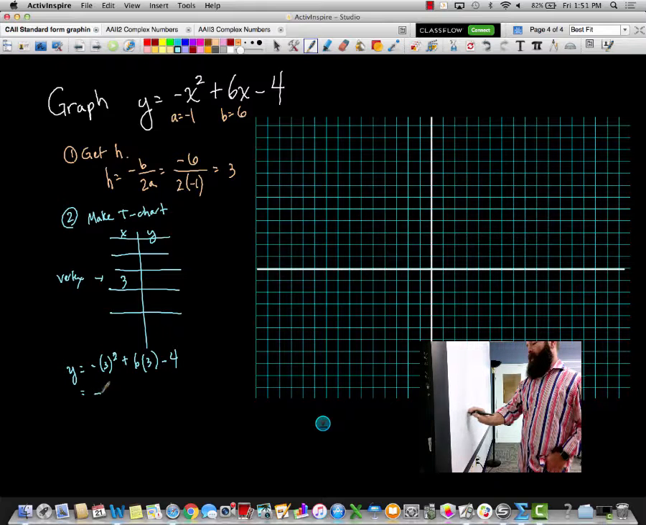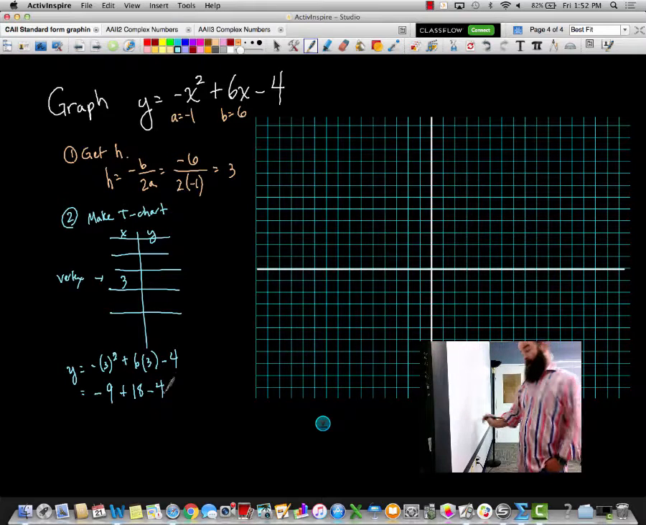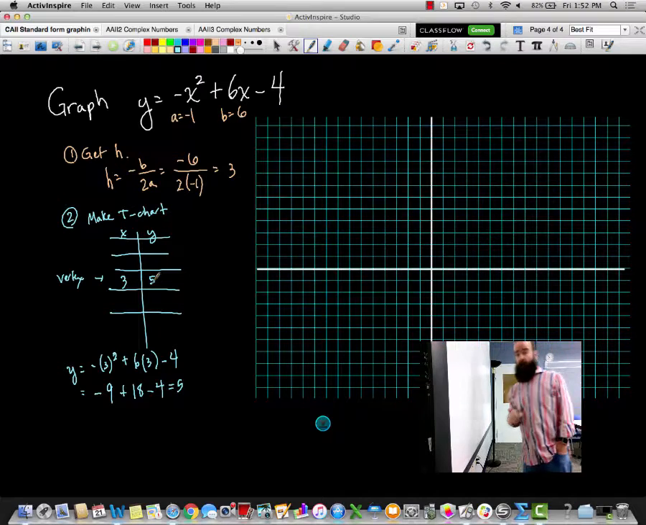So that would be negative 9, because 3 squared is 9, plus 18, because 6 times 3 is 18, minus 4. So negative 9 plus 18 is 9, minus 4 is 5. So that would be the y value of the vertex. That's how you find the y value of the vertex, which is k.